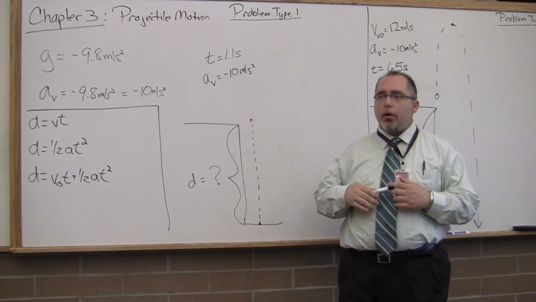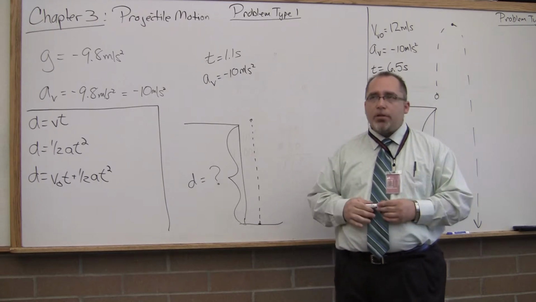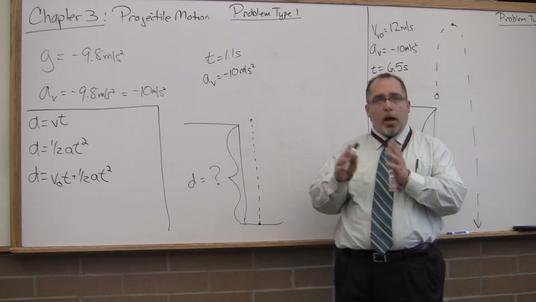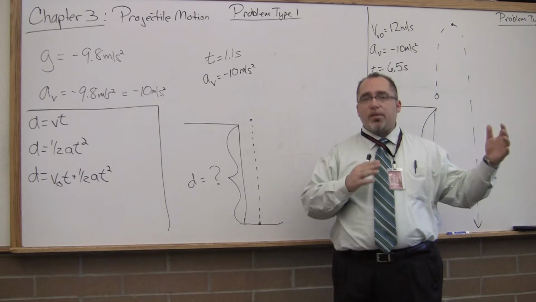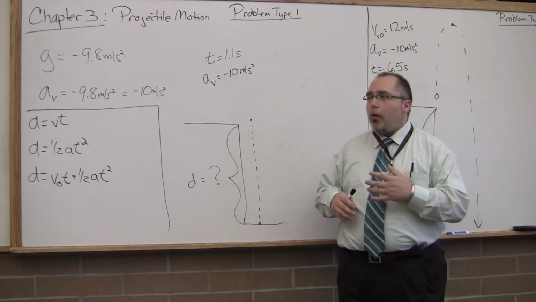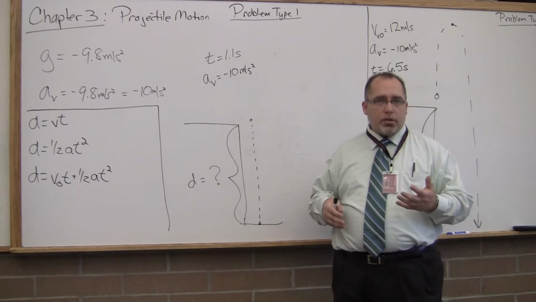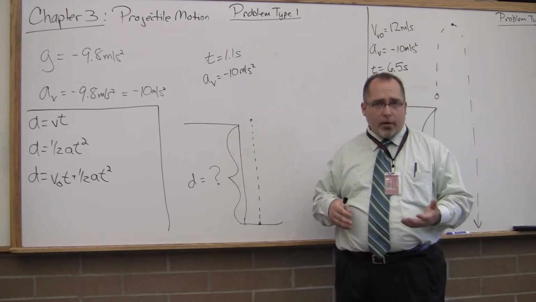In Chapter 3 we are dealing with projectile motion. And in Chapter 3 there are no new formulas. We're just going to apply the formulas that we learned in Chapter 2 specifically to projectile motion. And we're working with a specific acceleration in Chapter 3, that's acceleration due to gravity.